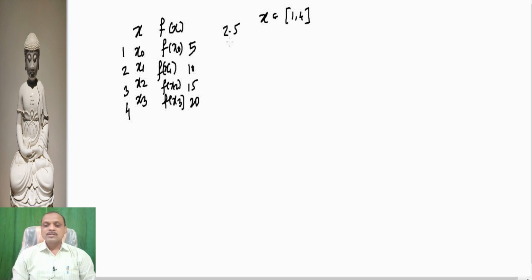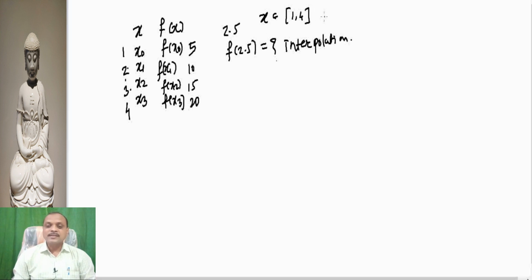Remember this thing. The value x equal to 2.5 is in this domain, and it lies between 2 and 3 of the given values of x, so it is an intermediate value of these 2 points. So this type of finding the value of the function at 2.5 is called interpolation. So interpolation means finding an intermediate value, or inserting, filling up an intermediate term of the function.